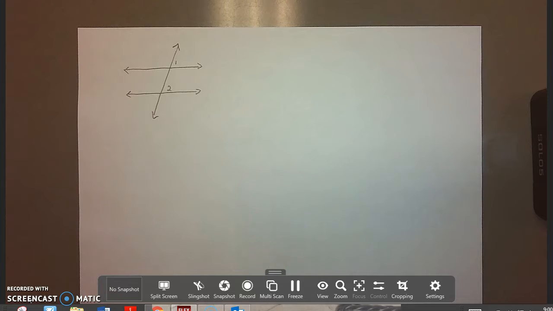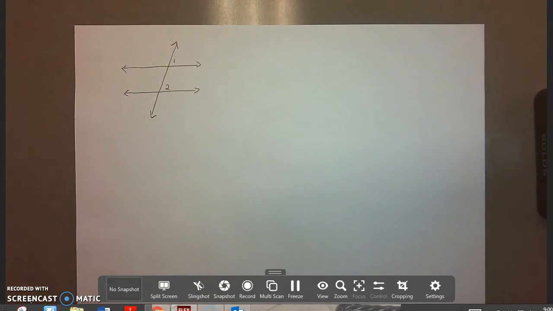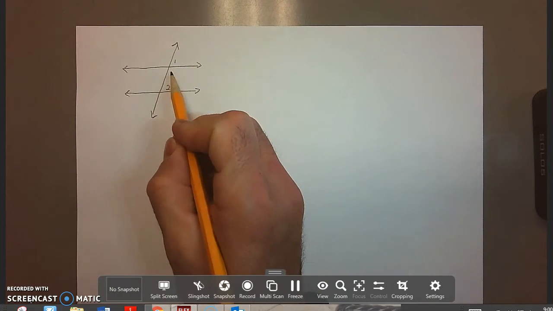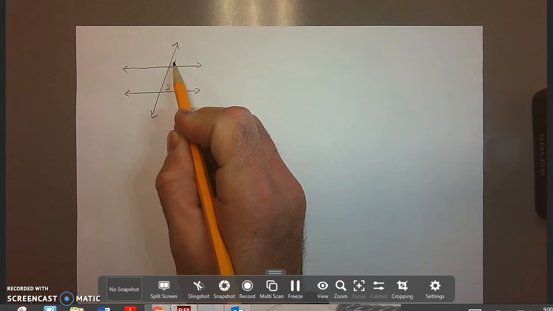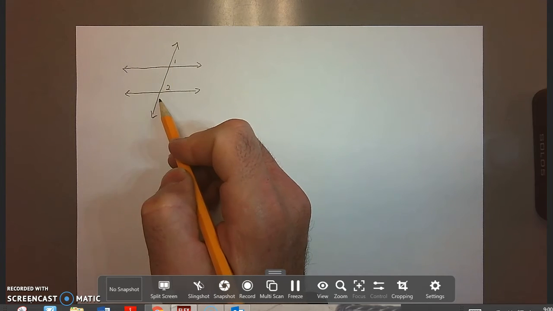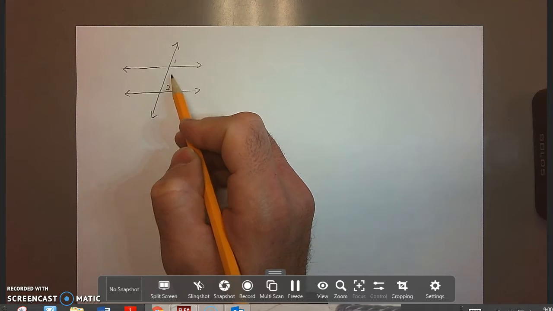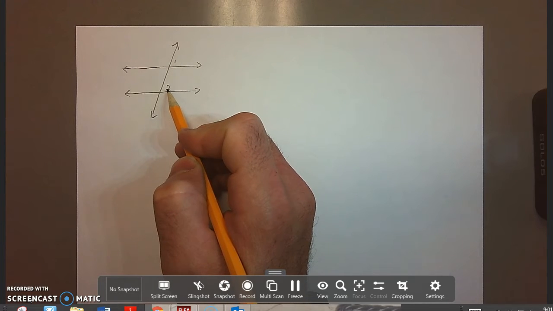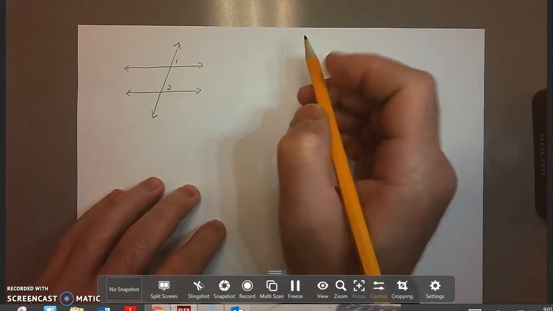The two angles I have marked here, angle 1 and angle 2, are corresponding. They're corresponding because they're both in corresponding locations, or the same spot. If I look at these angles, I would say angle 1 is top right, angle 2 is top right. If I were to slide angle 1 down, that would land right on angle 2, so they are corresponding.